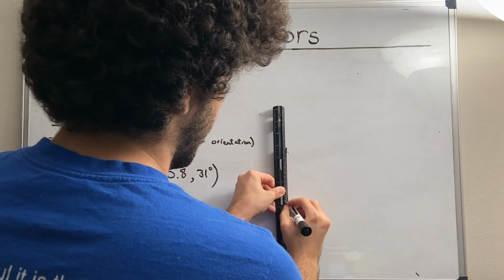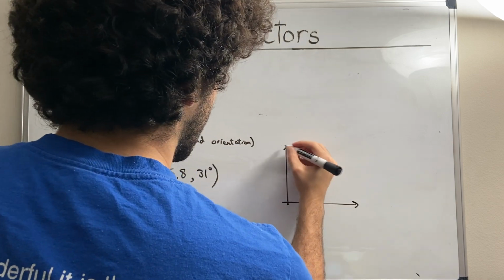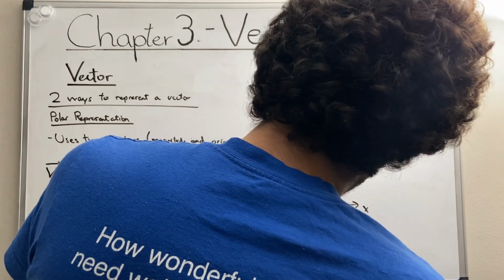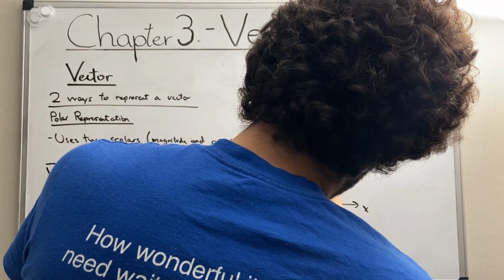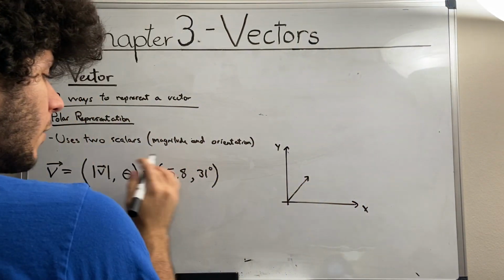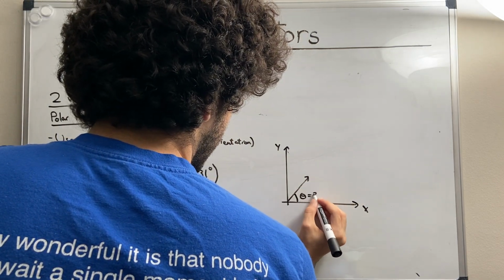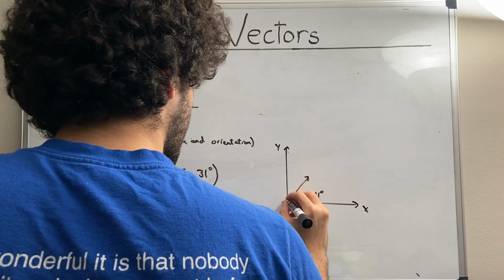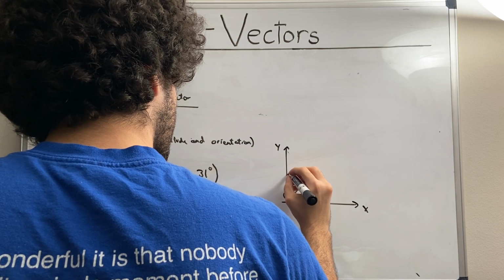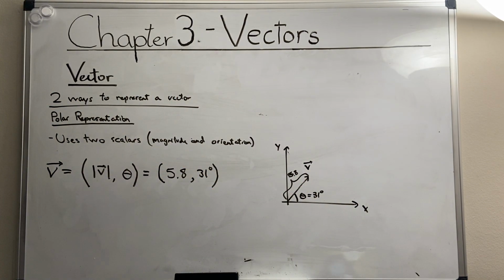And this vector would actually look like this. Y, x. I'm actually going to measure 5.8 centimeters, even though we don't know what unit this is. And we're going to put an angle of 31 degrees, right? So this is 5.8. There we go. And this is the vector v. That's how we would represent it.